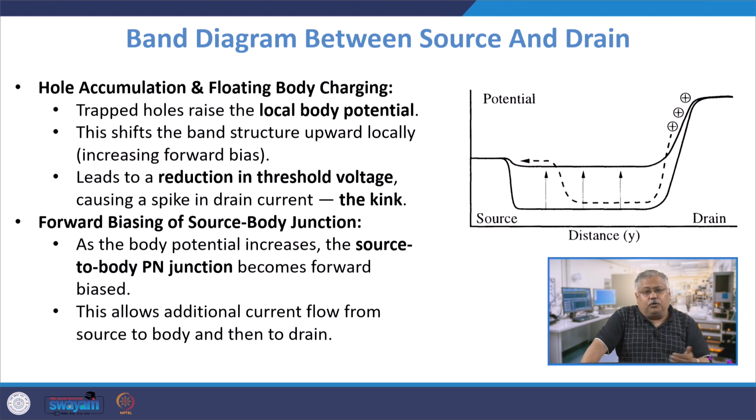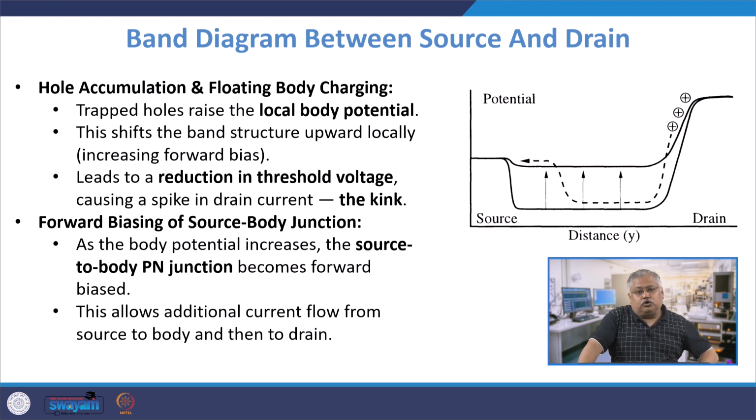Similarly, the trapped holes will therefore raise the local body potential, which we have already discussed, and when this changes, the effective potential seen by the band is slightly changed, and therefore locally the band structure moves upwards. Because when you apply a gate bias it will move down because you are giving q into Vd, but because of the positive charge it is in the opposite direction, this starts to move up. So it is not as down as you expect, it starts to move up because of the body potential, and this reduces the threshold voltage, causing a spike in the drain current, and we have already seen this point.